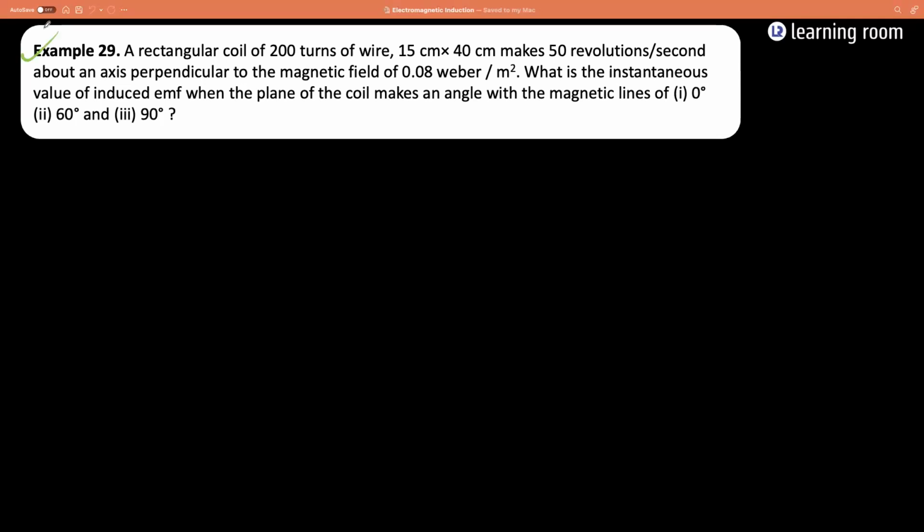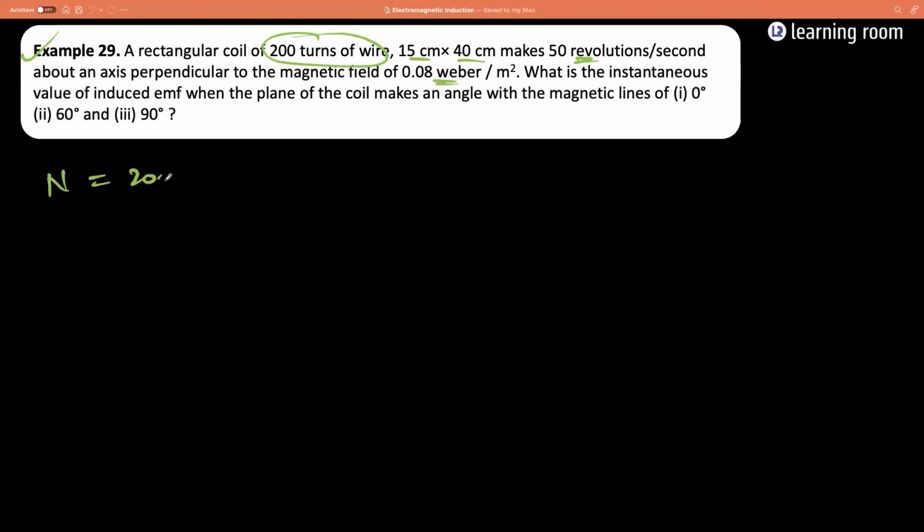We'll do this one because this concept is a connecting factor for the next chapter, alternating current. Right, so do this. There is a rectangular coil of 200 turns of wire. 15 into 40 is the area of it. Makes 50 revolutions per second, that is the frequency, about an axis perpendicular to the magnetic field of 0.08 Weber per meter square. What is the instantaneous value of induced EMF when the plane of the coil makes an angle with the magnetic lines of 0 degree, 60 degree and 90 degree?